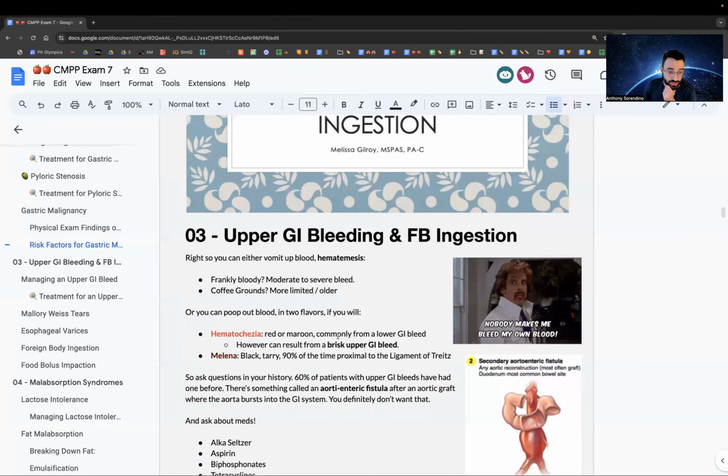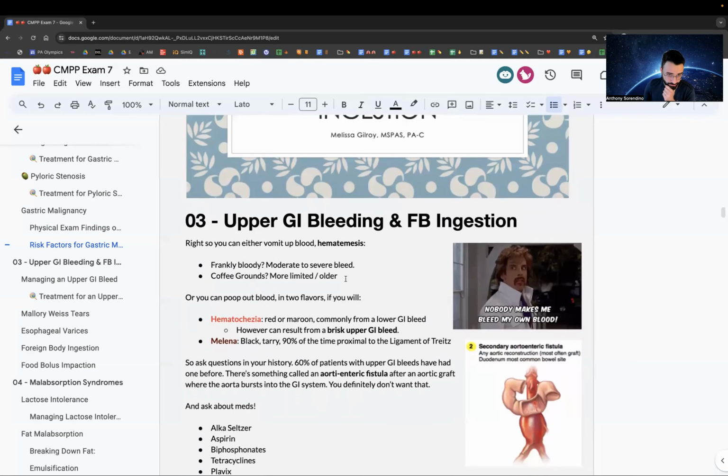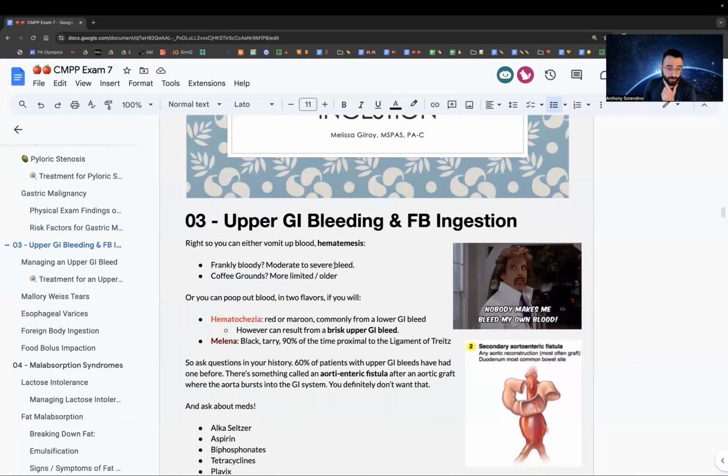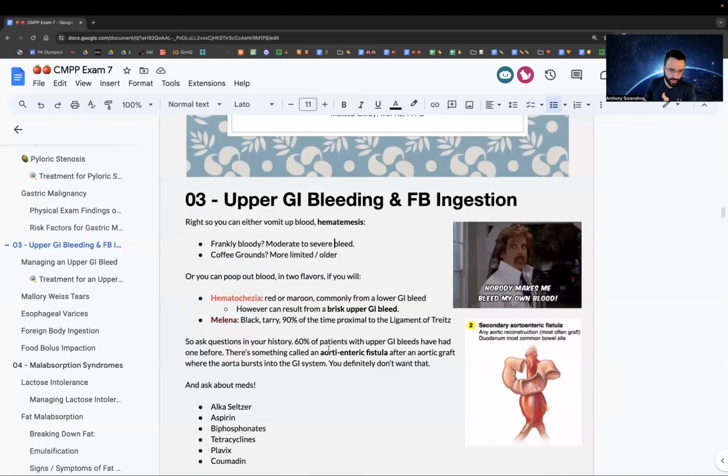So we know hematemesis is vomiting up blood. And if it's bright, it's a moderate to severe bleed. If it's coffee grounds, it's more limited or older. And then obviously if it comes out the other end and you have melena, that black tarry stool, 90% of the time, it's going to be proximal to the ligament of Treitz. If you have hematochezia, usually that's associated with a more distal bleed. But if it's a brisk upper GI bleed, it can still be bright red.